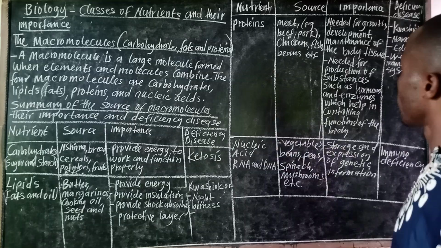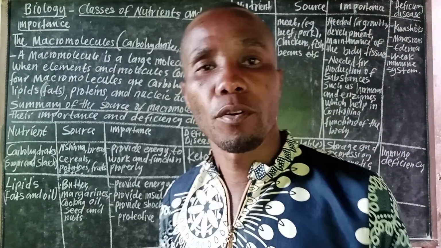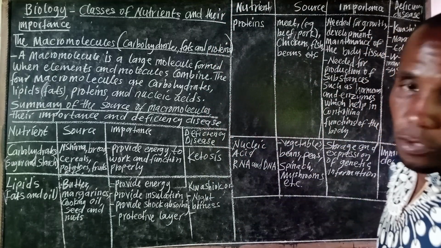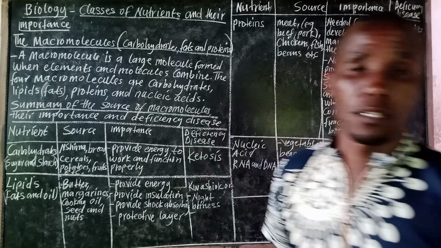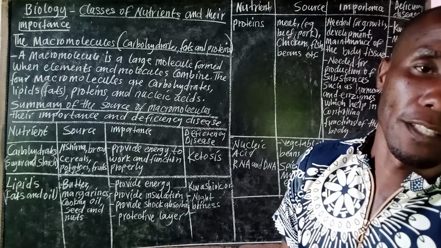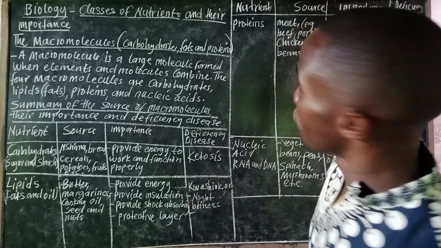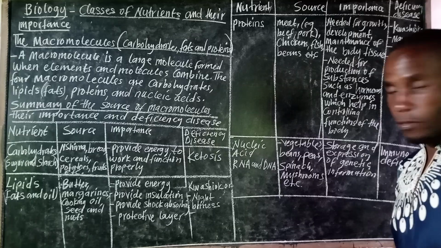Okay, it produces all those things which are necessary to our body. Now, what type of disease can one suffer if he or she lacks proteins? So one of them is kwashiorkor. Then there is also marasmus, edema, weak immune system. So those are some of the diseases one can suffer from if he or she lacks what? Proteins.